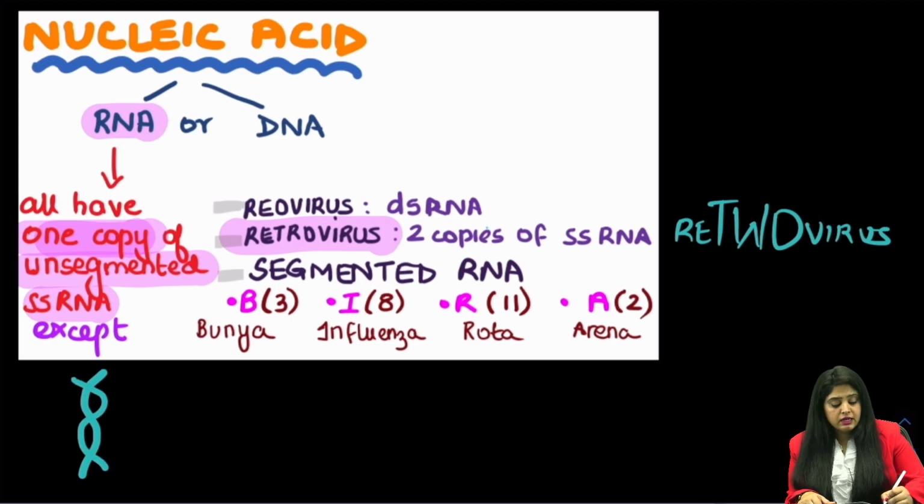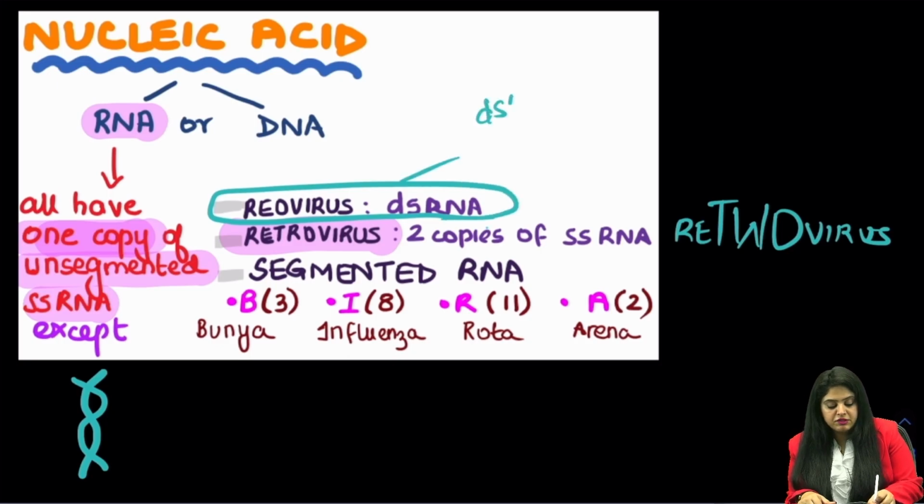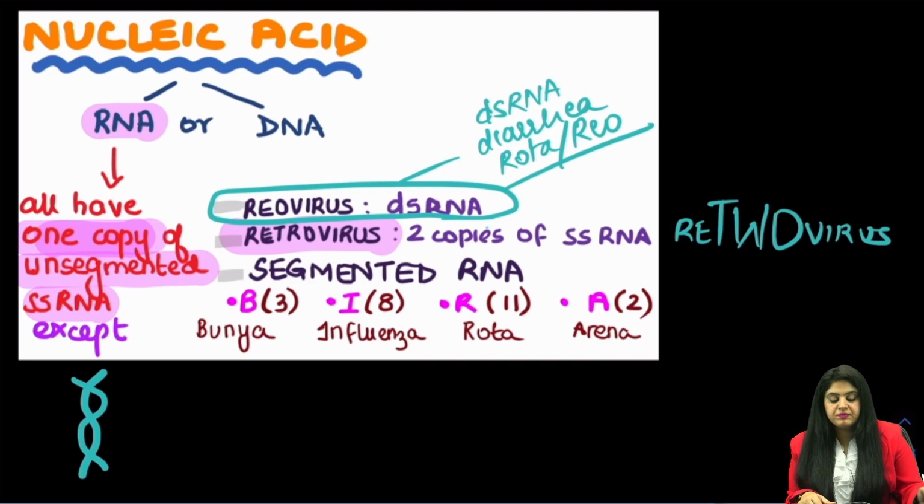ये क्या होगा? डबल स्ट्रैंडेड वाला आरएनए is a reovirus. Remember, डबल स्ट्रैंडेड वाला आरएनए is the diarrhea one. बच्चों में डायरिया वाला रोटा वायरस होता है ना. Rotavirus is nothing but reovirus only. डायरिया वाला organism is double stranded RNA. So remember, डायरिया वाला रोता हुआ बच्चा, the rotavirus, the reovirus, that is double stranded RNA.